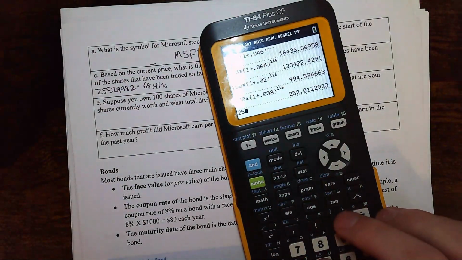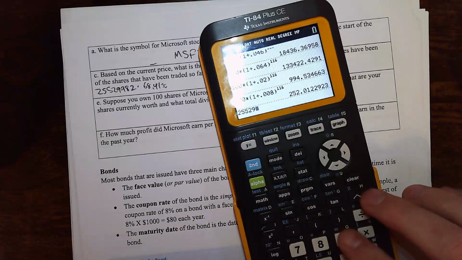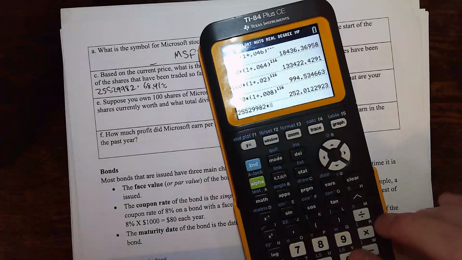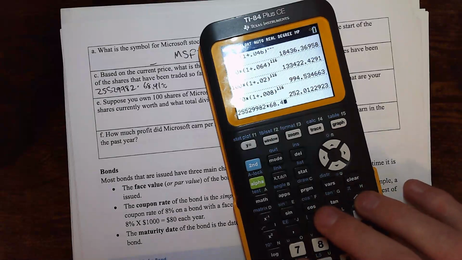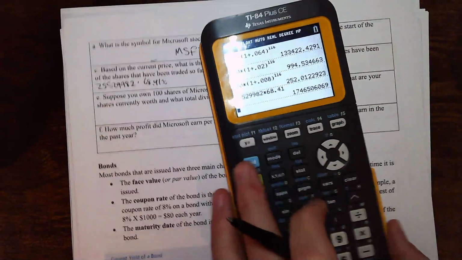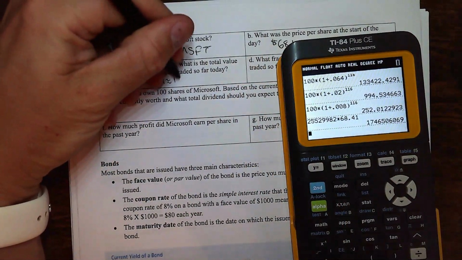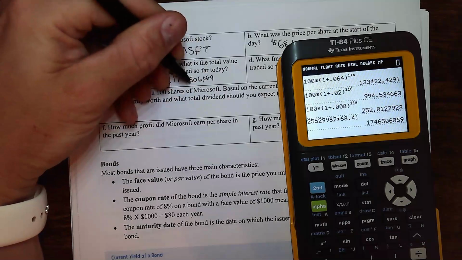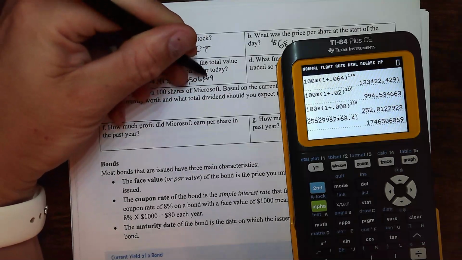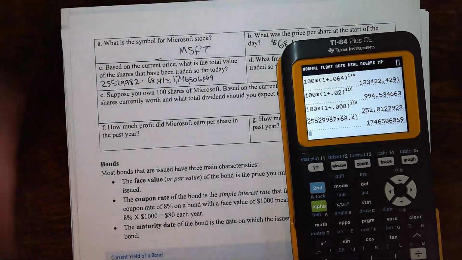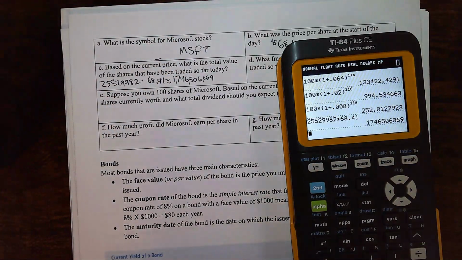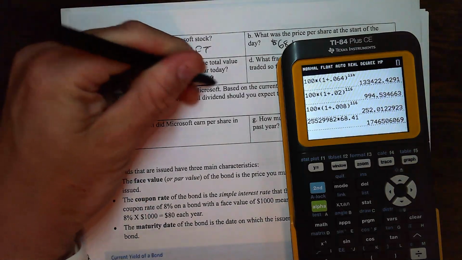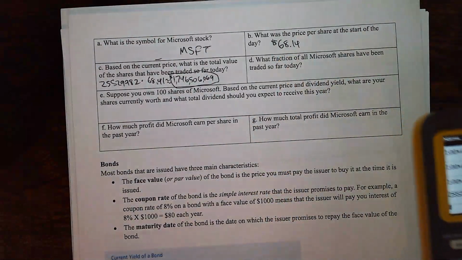So 25,529,982 times the current amount, not the starting point. It's going to be a very large number. It looks like it's going to be $1,746,506,069. That's how much value of the shares were traded that day. So it's a lot, almost 2 billion.